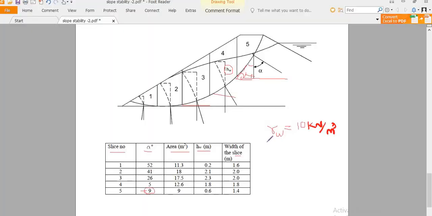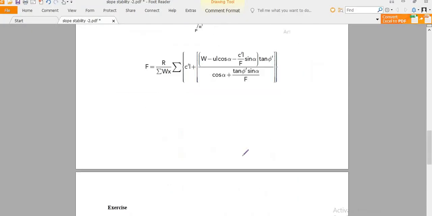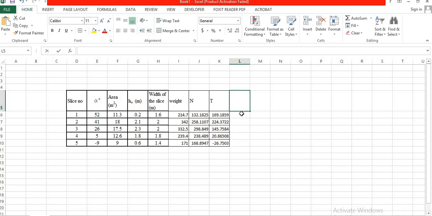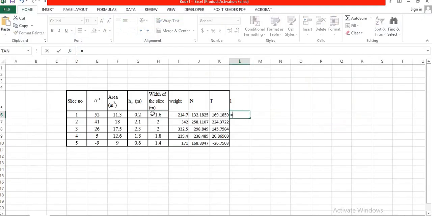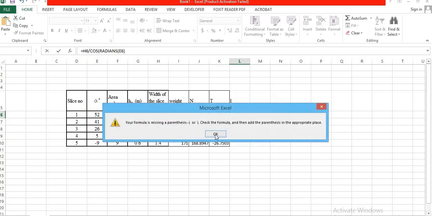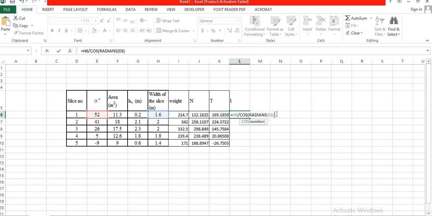So next thing we need is our u and l. Right? So I'm going to put another one. First of all, find the L value, right? So L can be computed using b over cos alpha. So I'm going to take b, the width, divided by cosine of alpha in radians. So that is the L value.